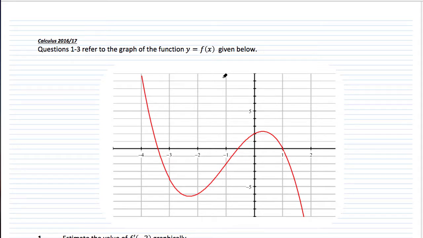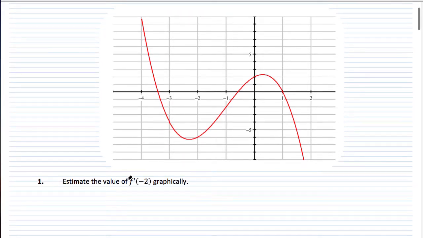These are the solutions to homework number 29, otherwise known as the practice quiz for quiz number 6. Questions 1 through 3 refer to the graph of f of x given here. Number 1 says estimate the value of f prime of negative 2 graphically. So at our function's negative 2 location, which is right here, we want to estimate the value of f prime.